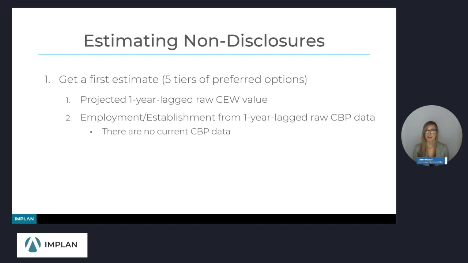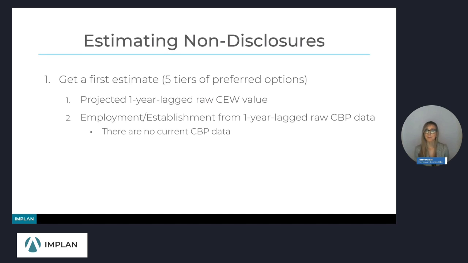If last year's lagged raw value was also non-disclosed, then we'll turn to a different method, and we use a different data source from the Census Bureau. They have something called County Business Patterns data. And we never use those data just straight up because they're always lagged a year relative to the CEW data. So they're always older. We wouldn't use their employment number as it stands, but we could use a ratio of the employment per establishment from that CBP data and multiply that by our establishment count from this year's CEW data for this place.